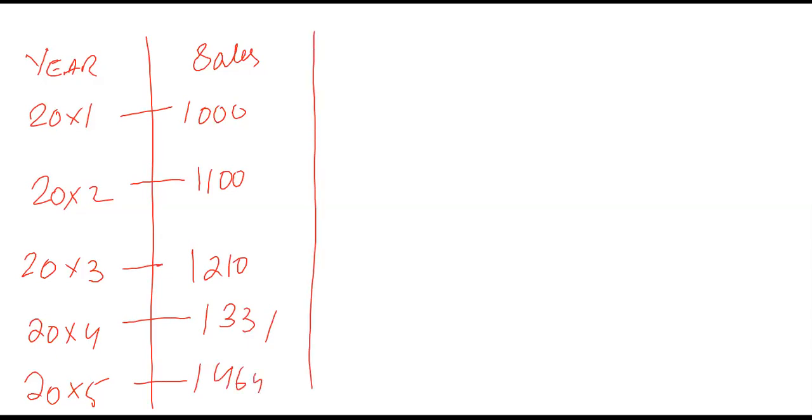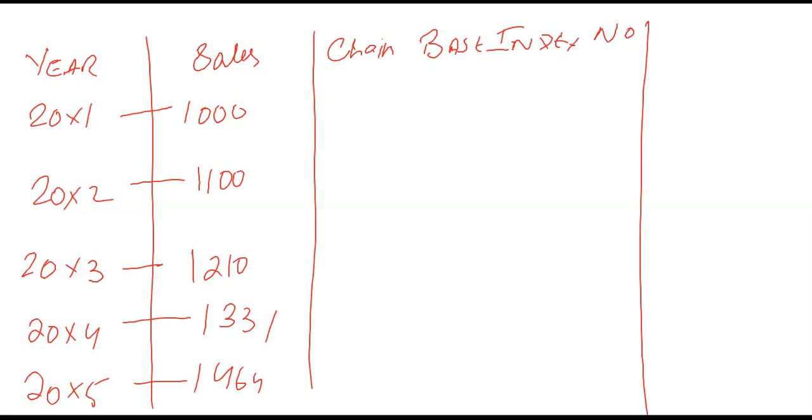As you guys know, now I'm about to calculate the chain base index number. The chain base index number follows the rule of this year's value divided by the previous year's value. In 2001 there is no previous year value given, so we won't be calculating the chain index for 2001, but I'm going for 2002. 1100 is this year's value divided by previous year's value, that is 1000, multiplied by 100. So I'm getting an answer of 110.